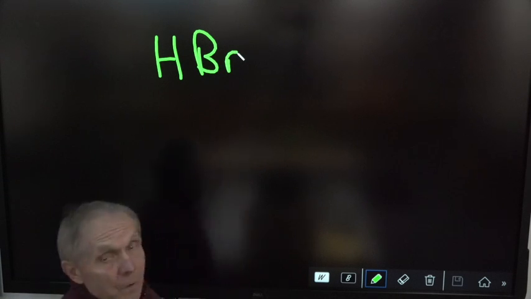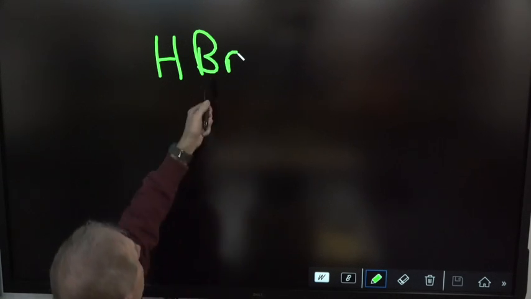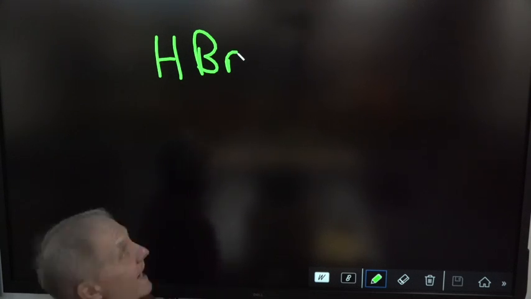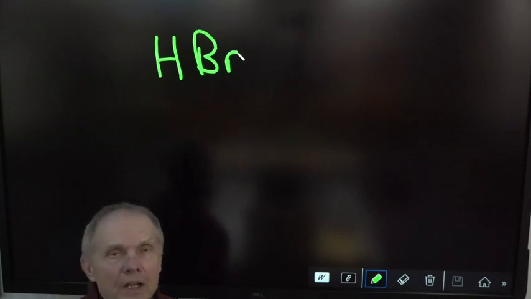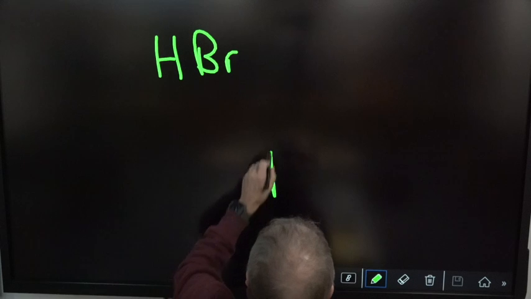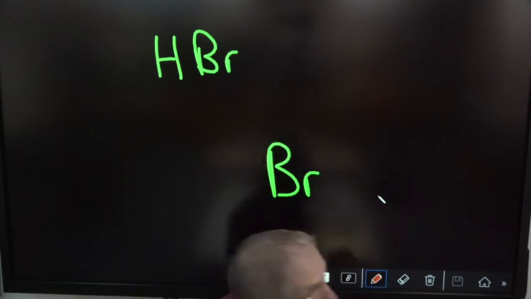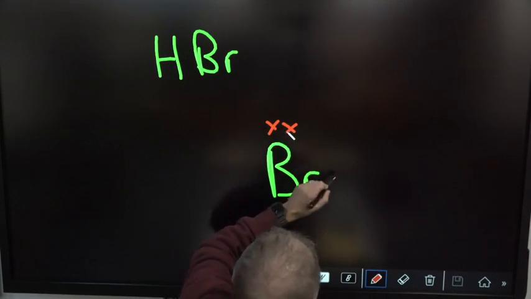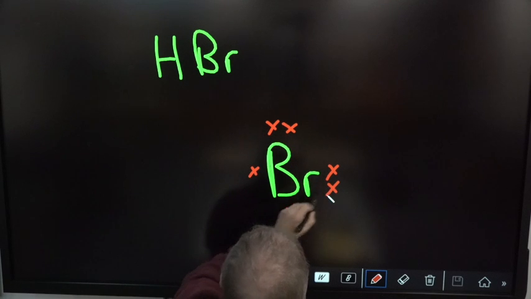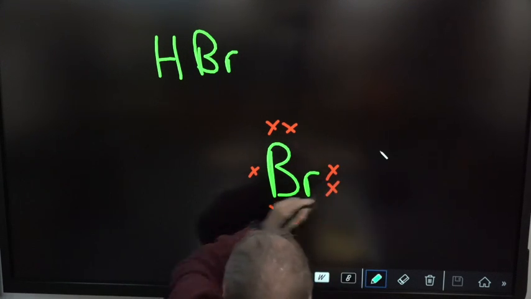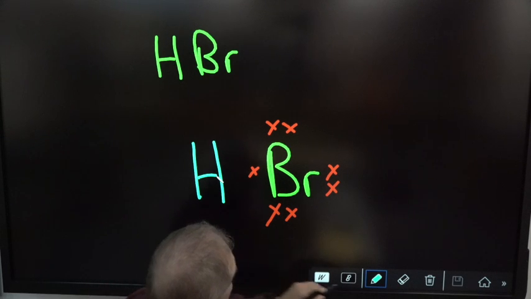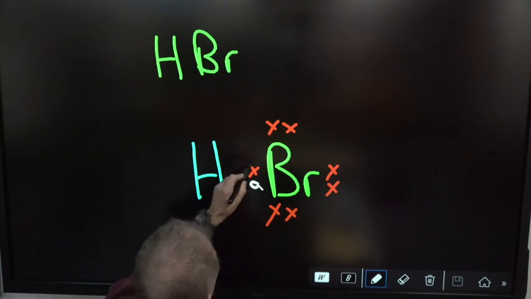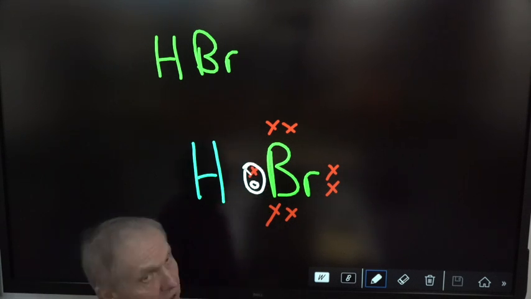HBr. Well, if you look at your electronegativity chart, Br is stronger than H. So we know that these are two different nonmetals. It's going to be a polar bond in there, unequal sharing. So let's draw Br. Br is in group 17. That means 7 valence electrons. Pair, 1, 2, 3, 4, 5. And then we're going to have the H right here. And since bromine is stronger than that, the shared pair of electrons is going to be closer to bromine.